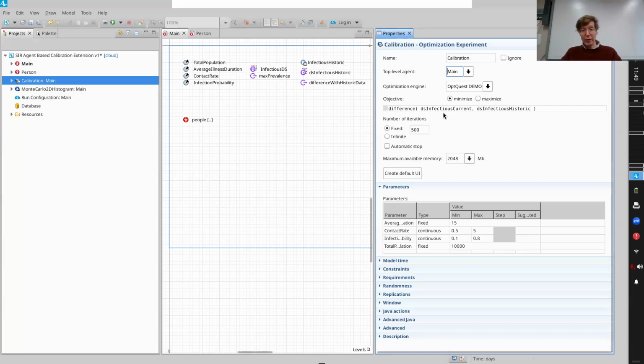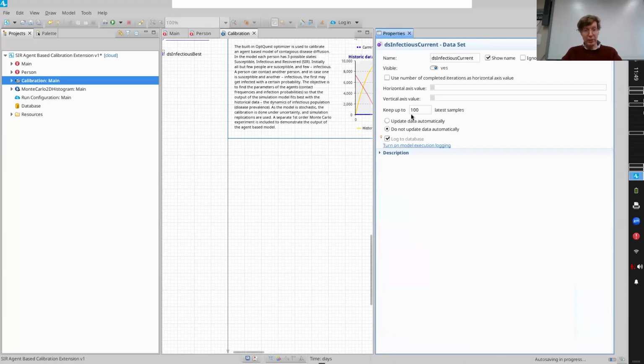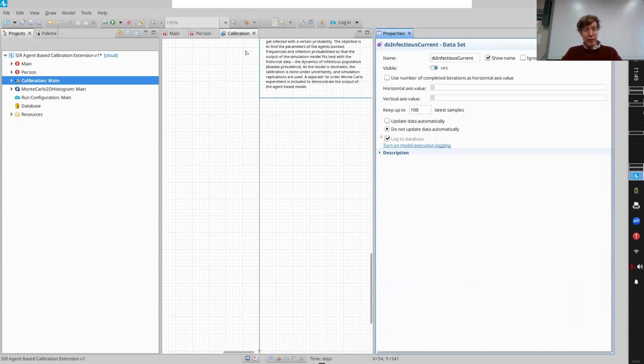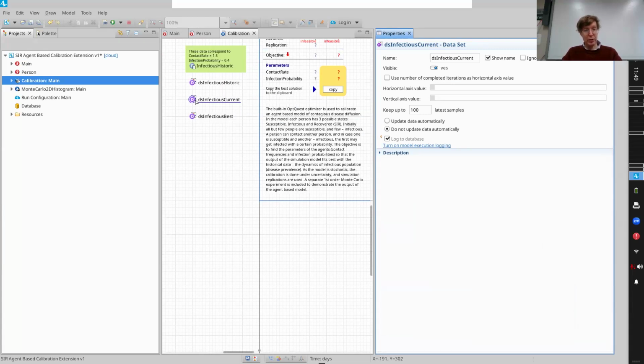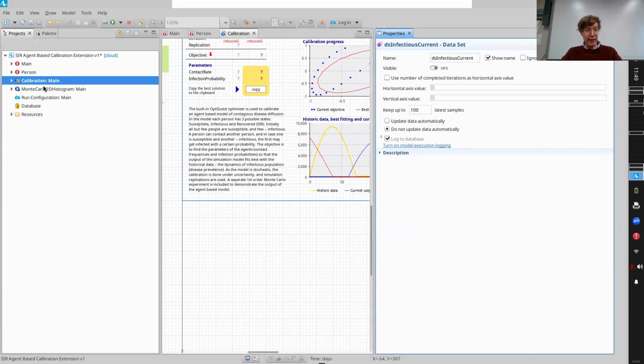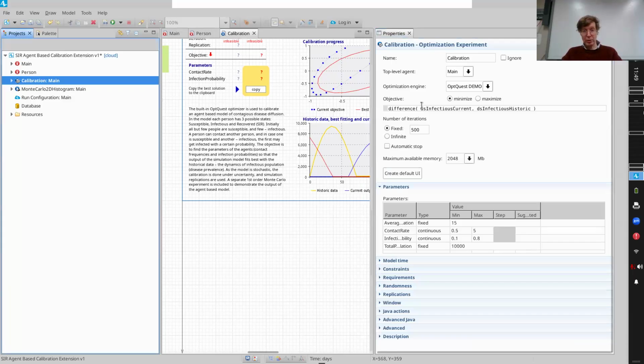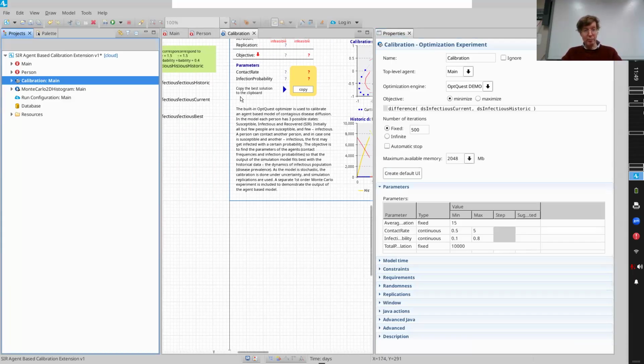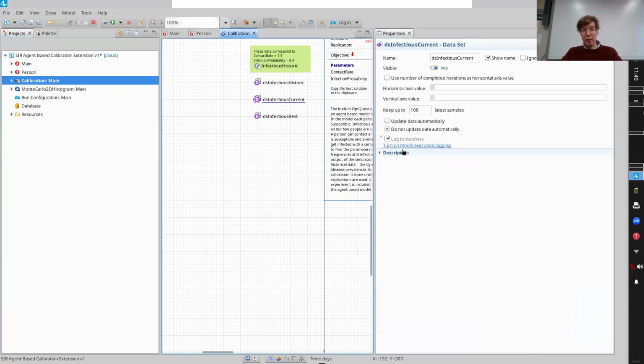Now, where does this DS infectious current come from? Well, it comes from running the model. Let's go explore where that is in the model. Well, it's in the calibration experiment. There's a thing called DS infectious current. So the fact that this mentions DS infectious current is a reflection of the fact that it's right here in the calibration experiment.